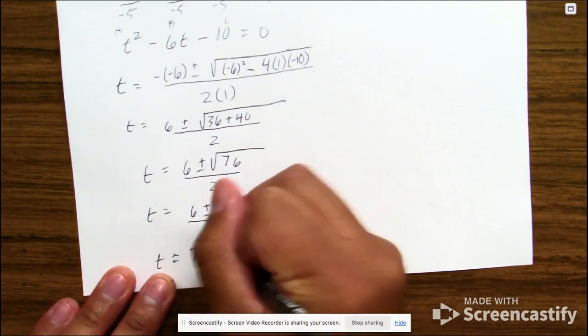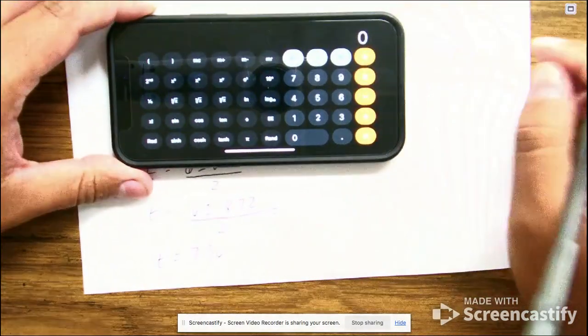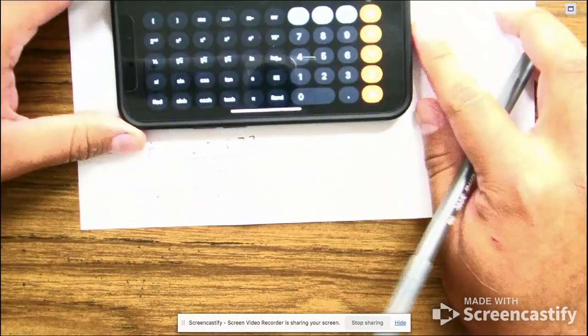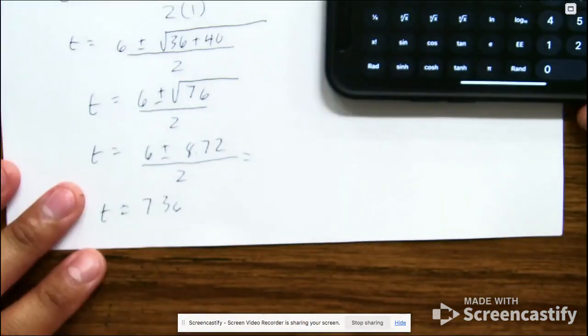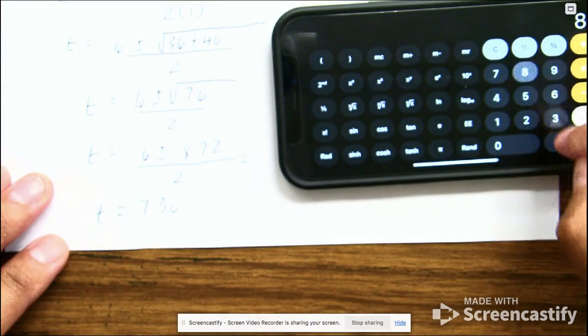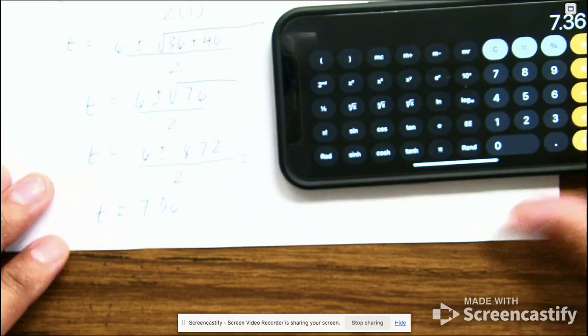So t would be either equal to 7.36. Well, you might want to convince yourself of that, so let me do that for you. 6 plus 8.72, divided by 2, gives us 7.36. That's one.